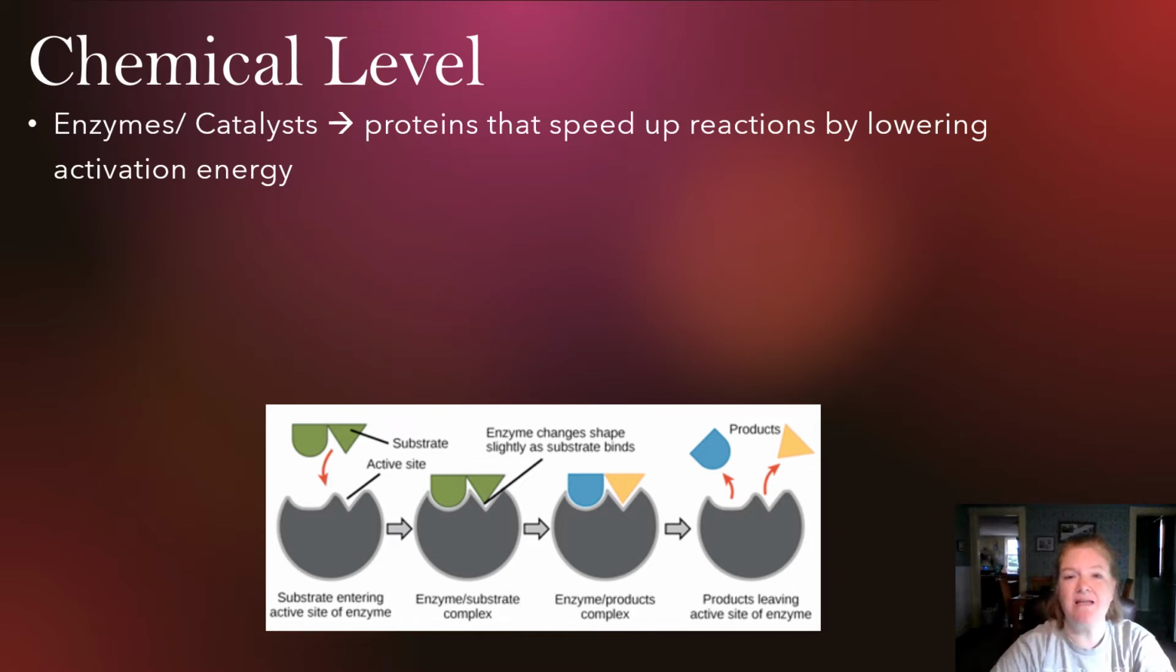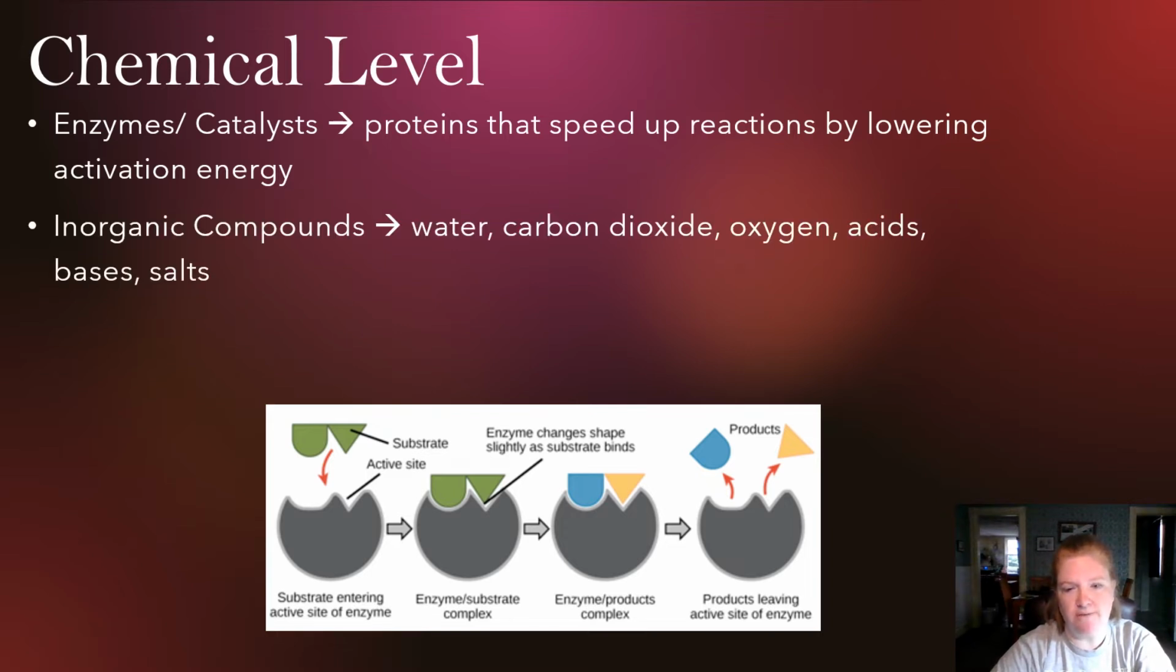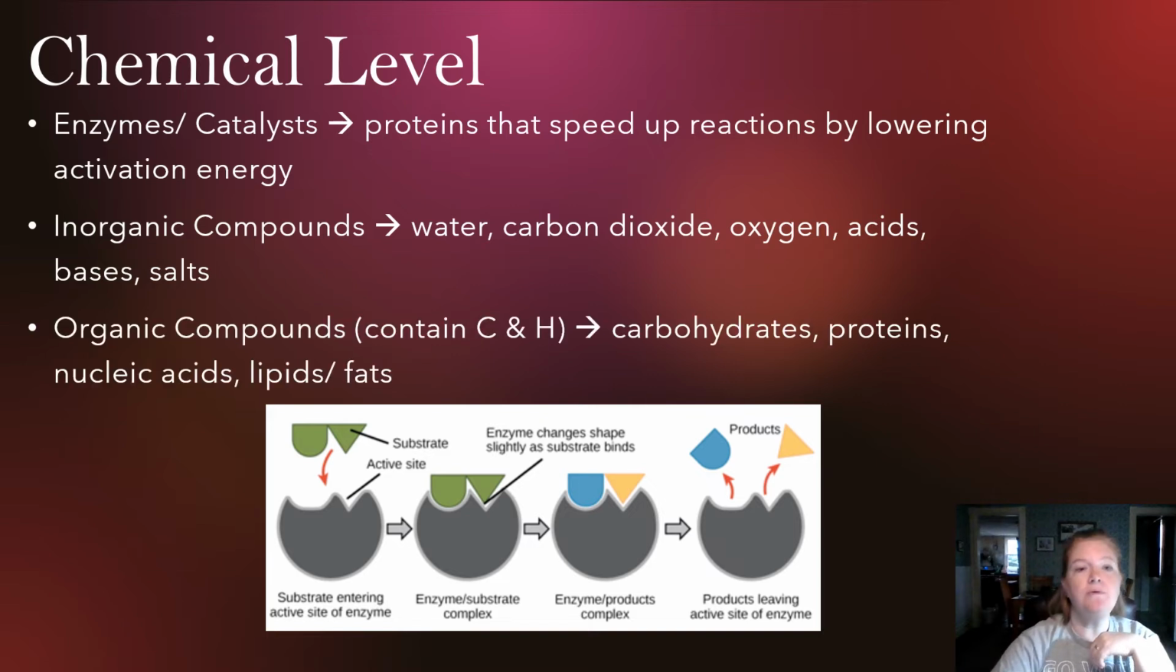So the chemical level, one thing we're going to discuss in a little greater detail is enzymes or catalysts, and they're proteins that speed up reactions by lowering the activation energy. Okay, inorganic compounds, that's anything that does not contain carbon and hydrogen. So water, carbon dioxide, oxygen, acids, bases, salts, these are typically smaller molecules. Whereas organic compounds contain carbon and hydrogen paired together, they're typically larger molecules and include things in the four main categories of biomolecules: carbohydrates, proteins, nucleic acids, and lipids and fats.